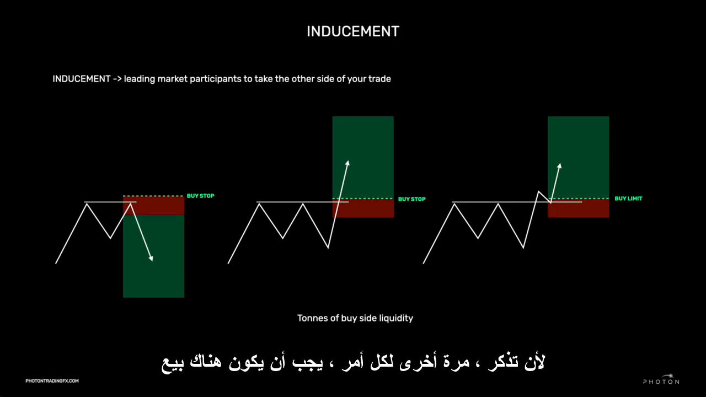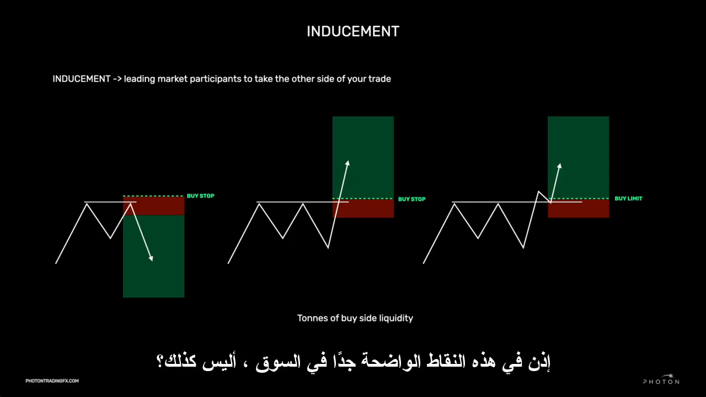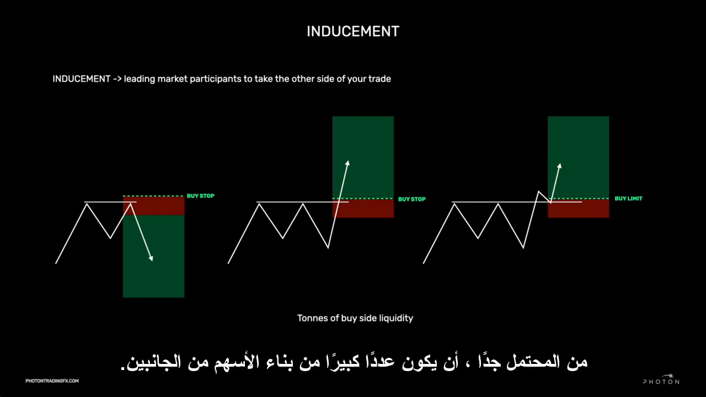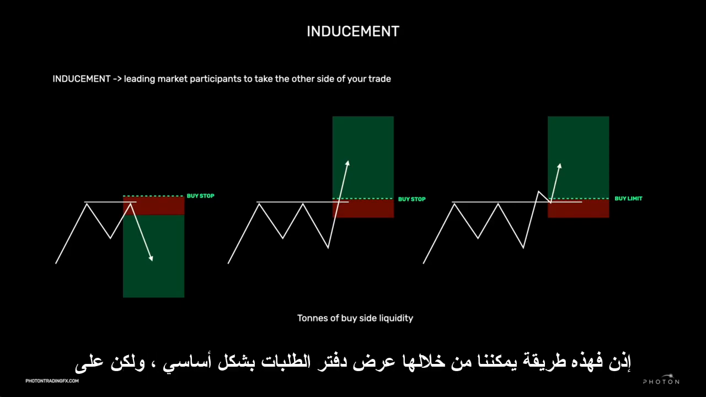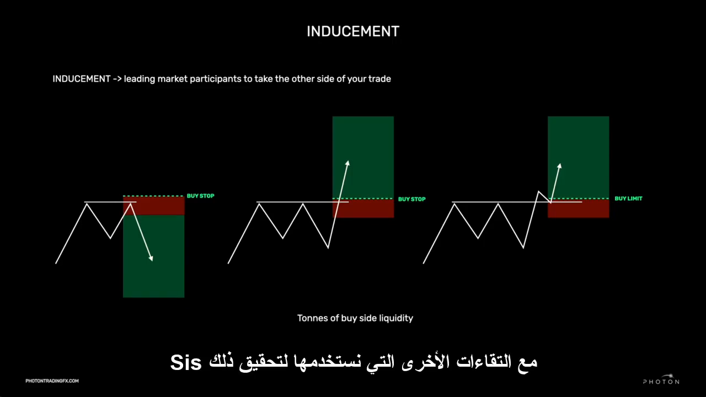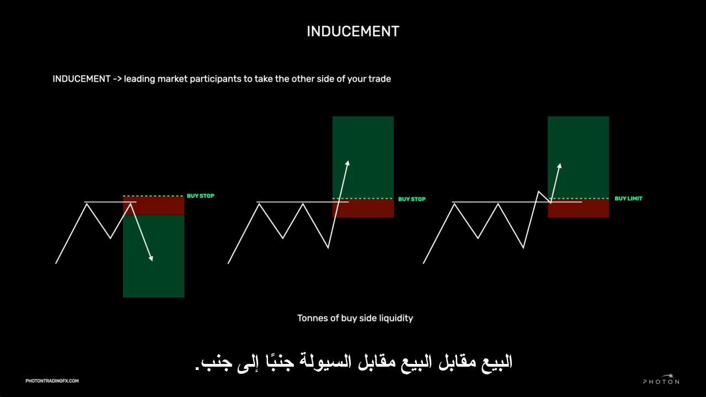Because remember again, for every buy order, there must be a sell order, so they need to find buyers to actually sell to. So at these very obvious points in the market, right, when everyone can see these levels, where you can see where there will very likely be a ton of buy-side liquidity building up, then that is a way that we can essentially view the order book, but on our price charts instead. And we can start to piece this together with other confluences that we use to realize that potentially big money will be entering the market in those areas to sell against that buy side liquidity.